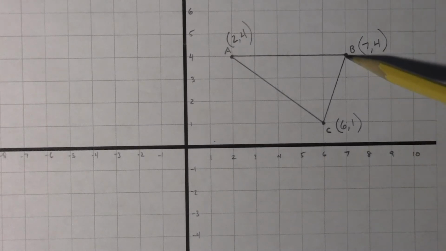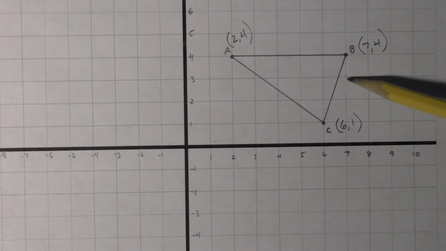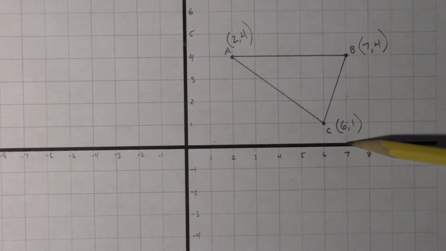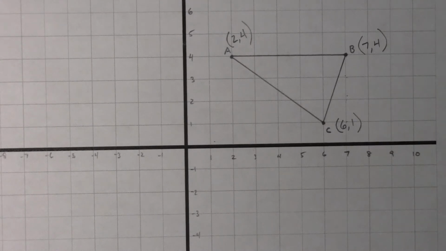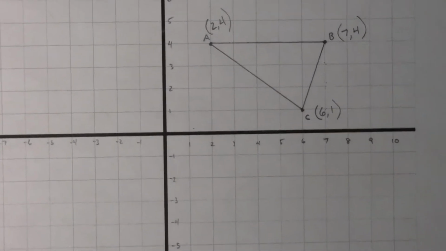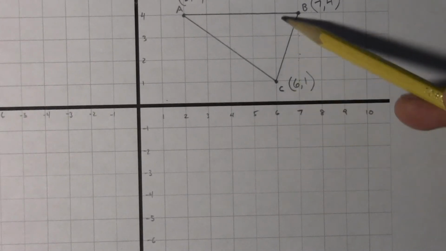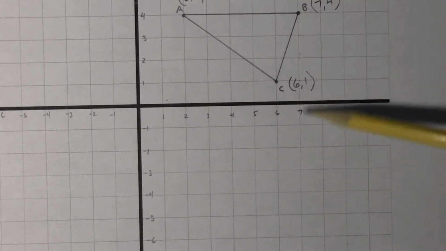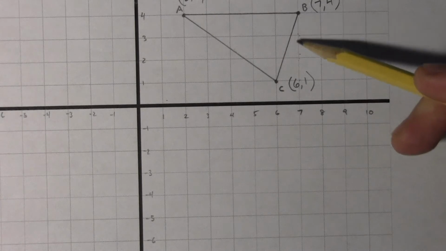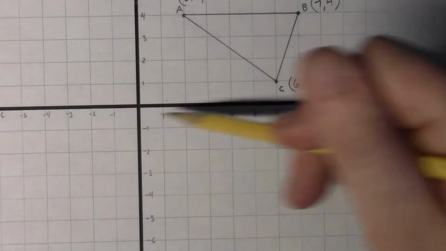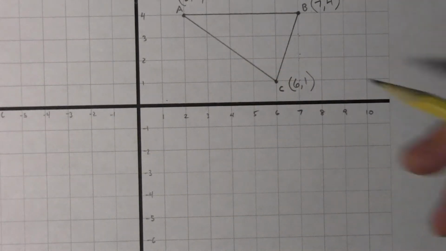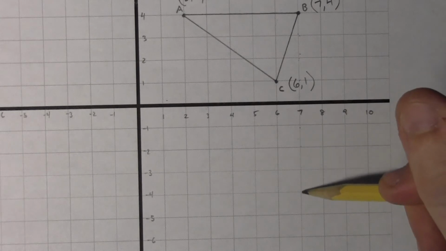So count with me here. 1, 2, 3, 4. Now where do I put my new B, my reflected B? All I do is count on the exact same x coordinate for each one of these, and I count the same distance away from the reflection axis. So I go 1, 2, 3, 4.